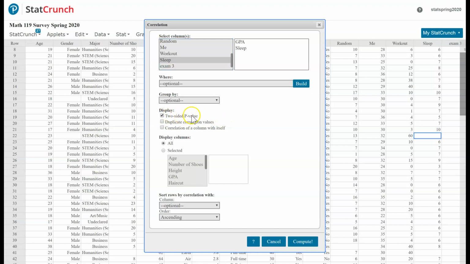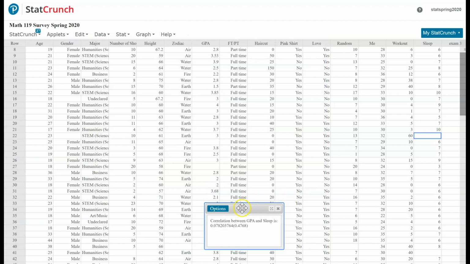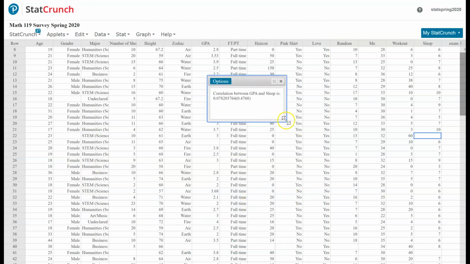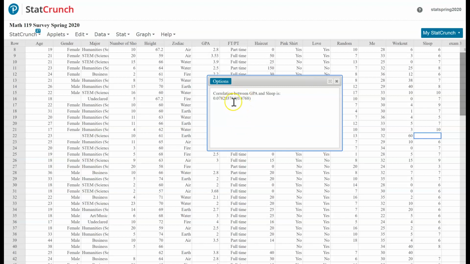Okay, two-sided p-value. You're not grouping it by anything, unless you really want to. If you want to group it by males and females, it doesn't matter. Okay, so compute. And yes, okay, so you do get the same thing. So you do get your p-value. So you get your p-value here, and you also get your correlation. Okay, so two different ways you can do it. I think the other one gives you much more information.